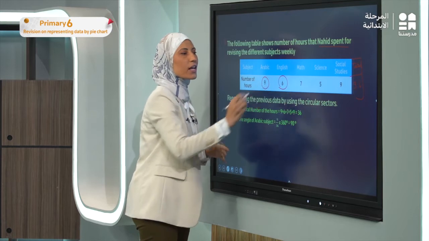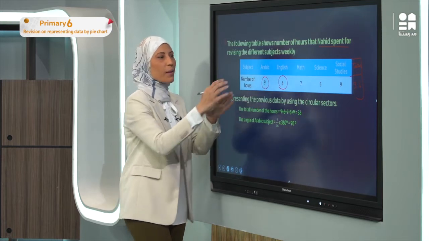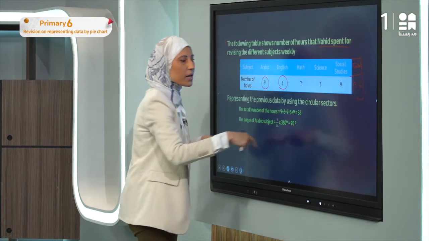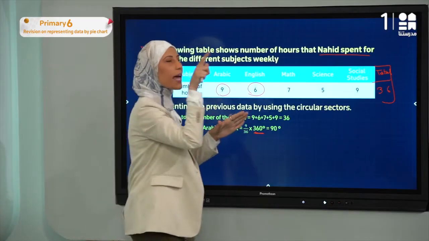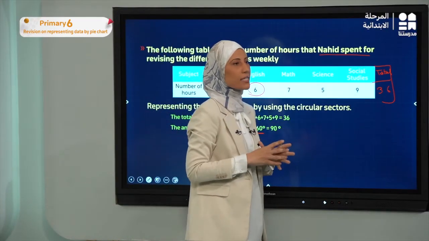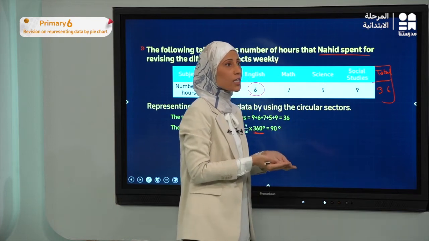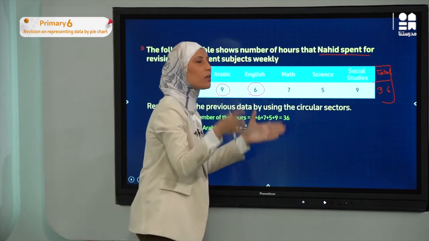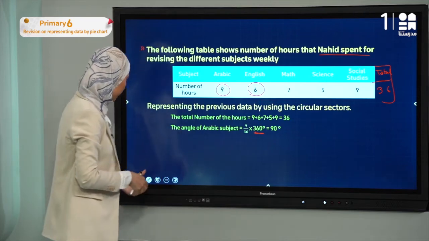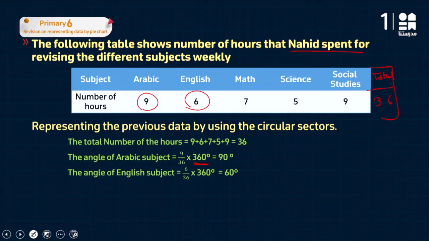Now I want to find the angle of 6. What am I supposed to do? I will do 6 divided by 36 times 360 degrees. Why did I choose 360 degrees? Because the total angle of any circle equals 360 degrees, and I am going to draw in the circle. So I get my angle by multiplying by the total angle of the circle. So for English, 6 divided by 36 times 360 degrees gives me 60 degrees.